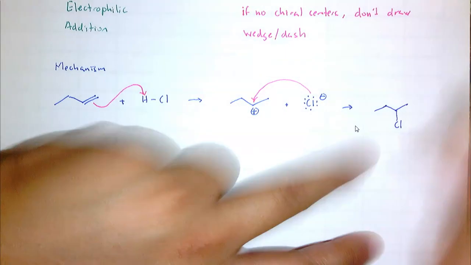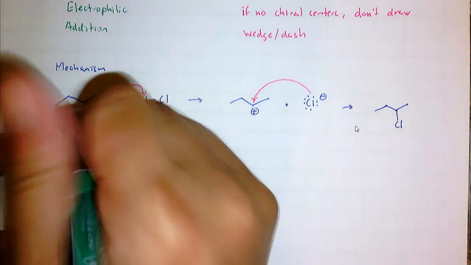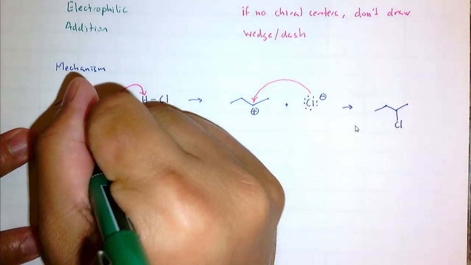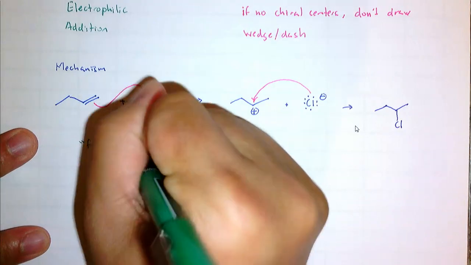There are a couple things I want to say about a mechanism. The first thing is, you notice that I didn't put a wedge or dash in here. So for mechanisms, no wedges or dashes. You don't have to, and I wouldn't.